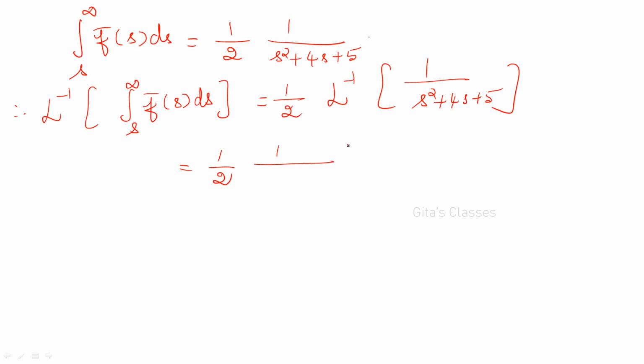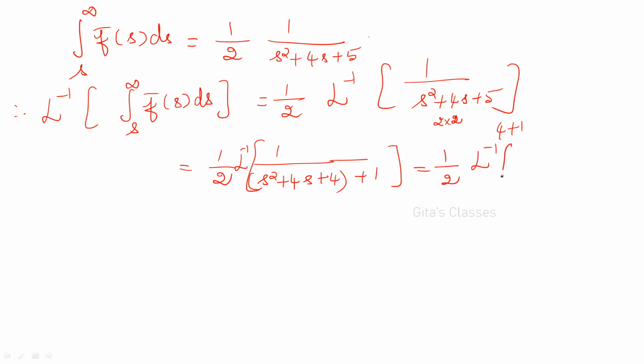Right? So 1 by, I have here 4s, that is 2 into 2. I have explained this in detail in the previous classes. Please go through that if you have any doubts. So 2 into 2. So I want 2 here, 2 squared here. So I am going to split this 5 as 4 plus 1. So s squared plus 4s plus 4 plus 1. L inverse of. So this is equal to 1 by 2 into L inverse of 1 by s plus 2 the whole squared plus 1.